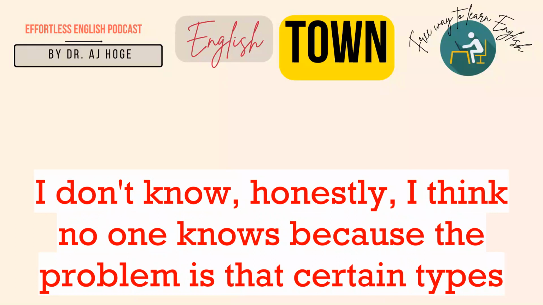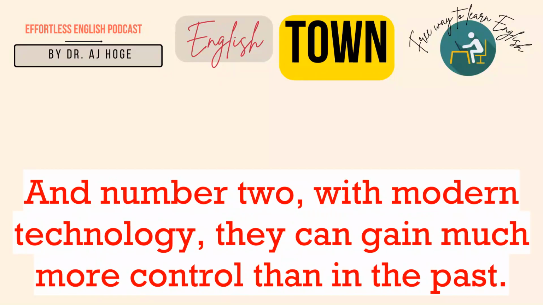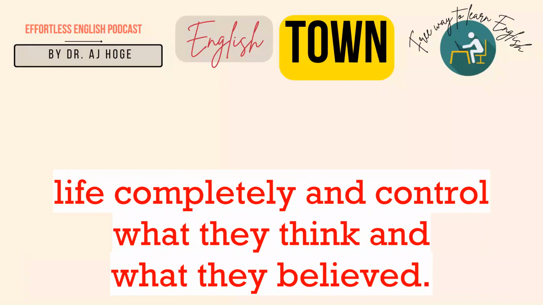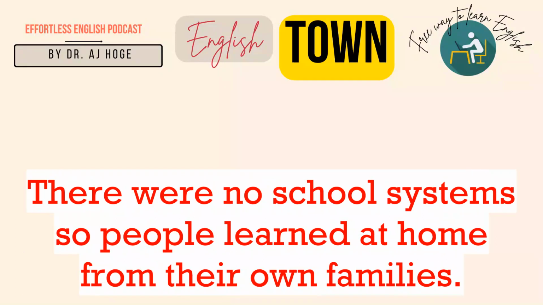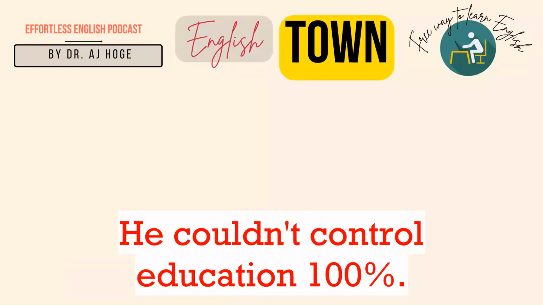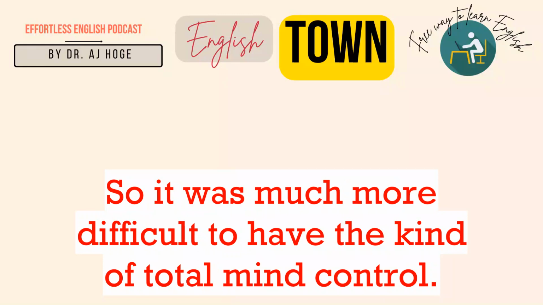Because the problem is that, number one, certain types of people are attracted to power and control. And number two, with modern technology, they can gain much more control than in the past. So in the past, let's say 1,000 years ago, it was very difficult to control everybody's life completely and control what they think and what they believed. There were no school systems, so people learned at home from their own families. So the king could not control everybody's belief 100%. Couldn't control education 100%. There were no televisions or radios. So it was much more difficult to have the kind of total mind control.